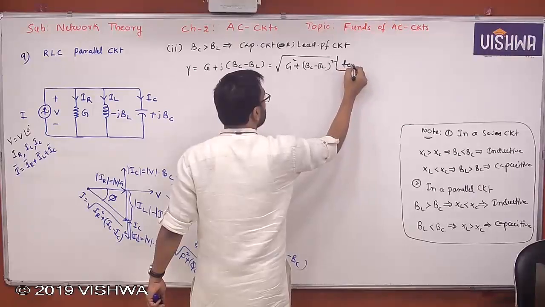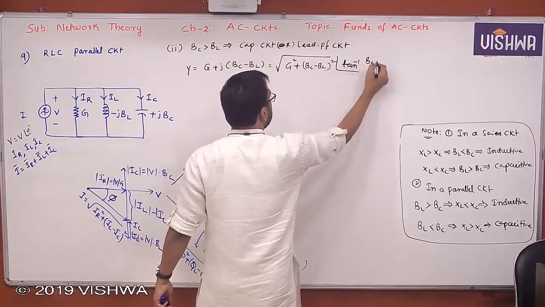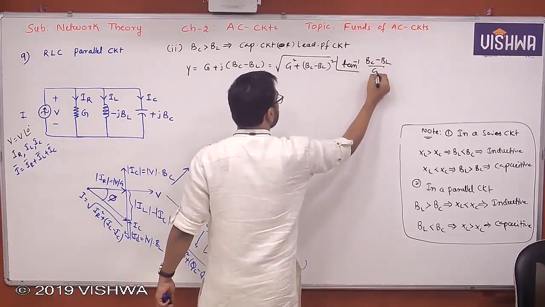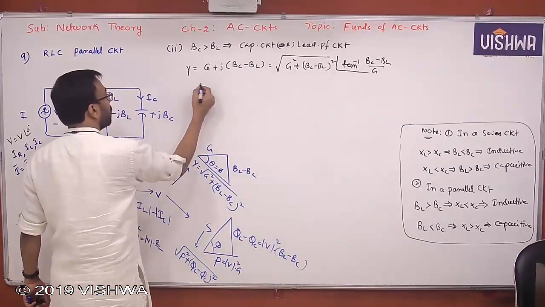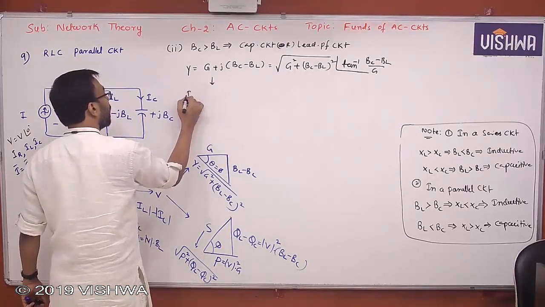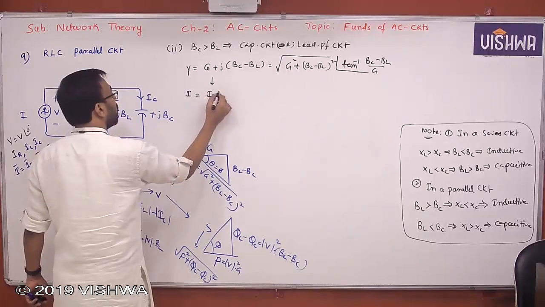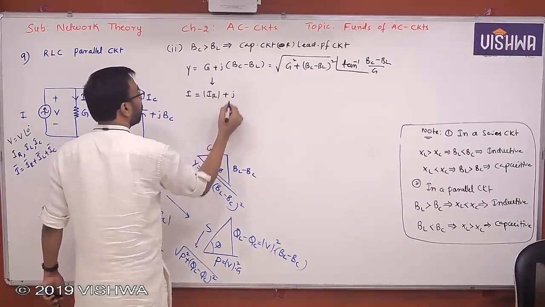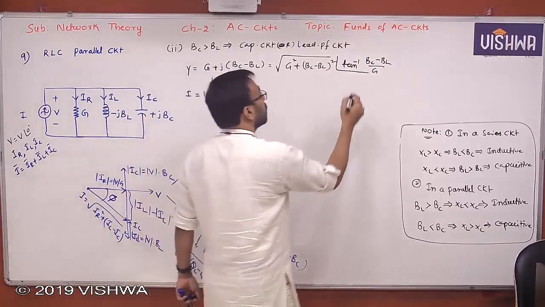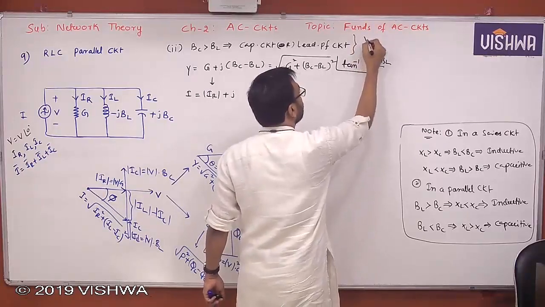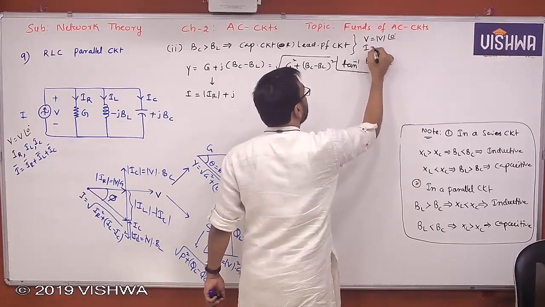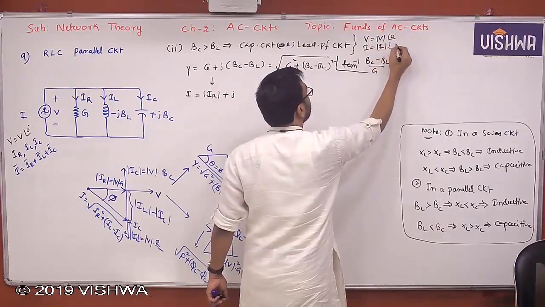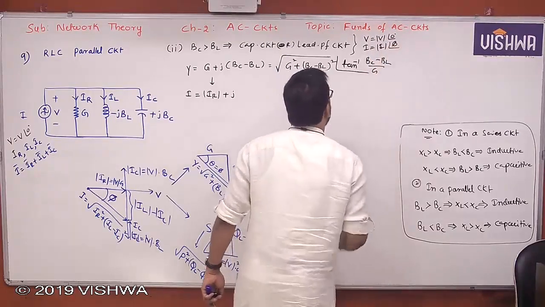Tan inverse of (BC minus BL) by G. So this part you can note down along with me. Then you multiply with V, then you directly get I is equal to IR plus J. So what is the assumption here? V at an angle of 0, then I will become I at an angle of plus phi.